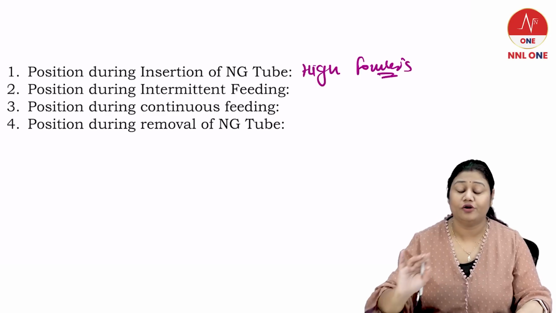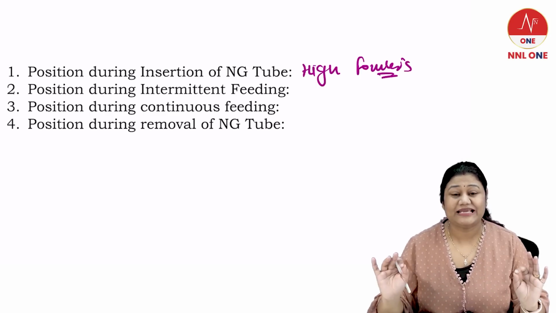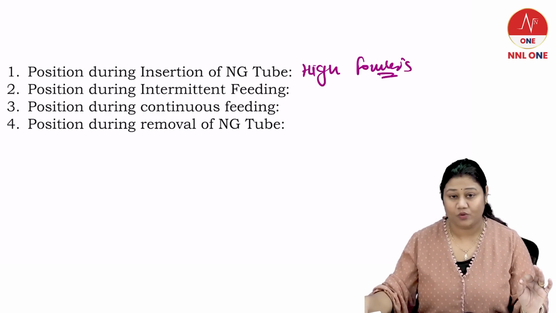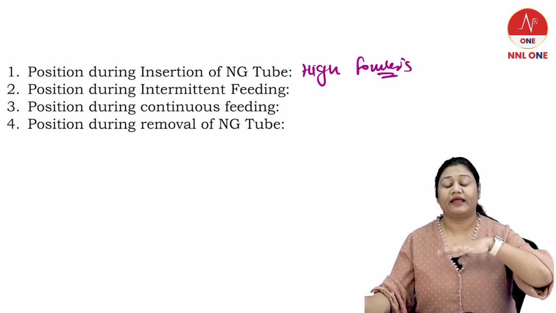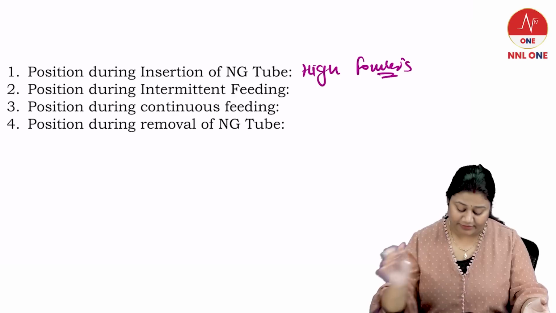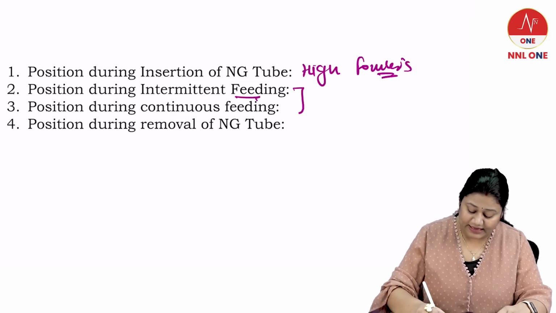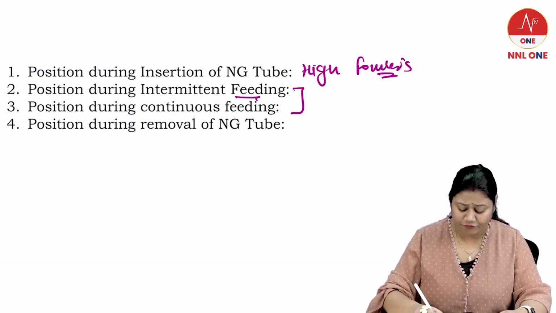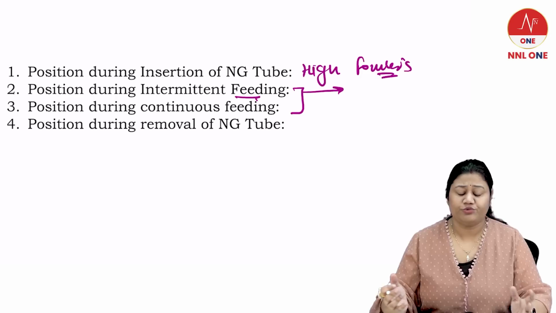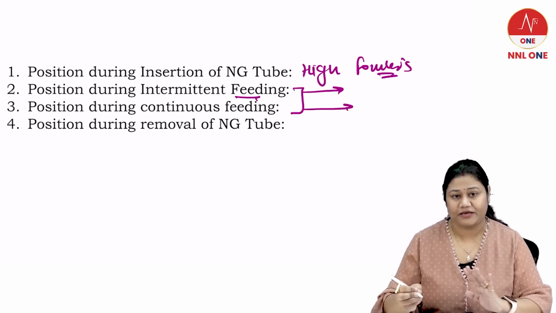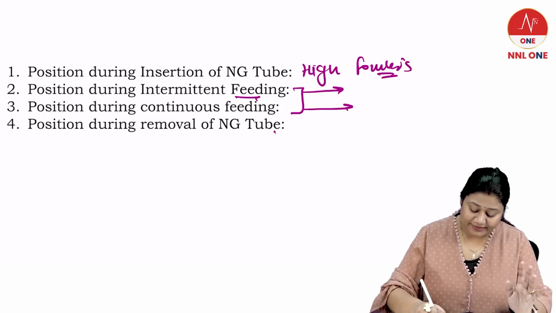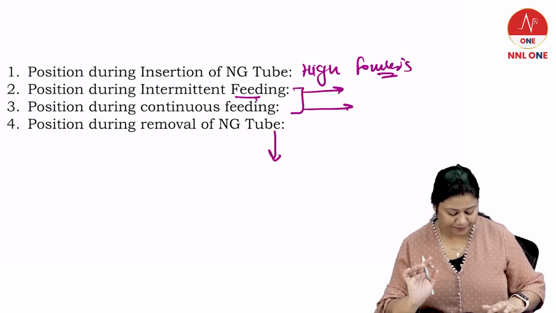Before inserting, you can lubricate the tube by using KY jelly. Don't use xylocaine jelly, because in case the tube accidentally enters the trachea, it can block the airway, right? During intermittent and continuous feeding, for intermittent, you can use Fowler position as well, right? And for continuous, we can place the patient in semi-Fowler position. For removal, we can use high Fowler position.